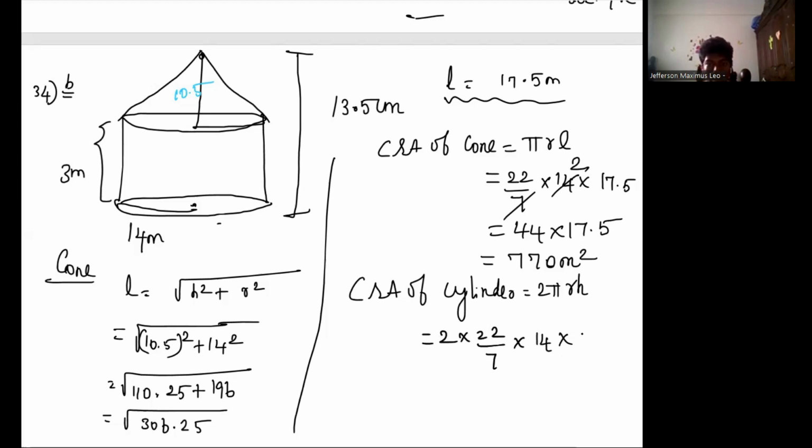Now height is 3 here. 7 and 14 will get cancelled. 44 times 6. So 44 times 6. So 264. Just TSA of a tent now.